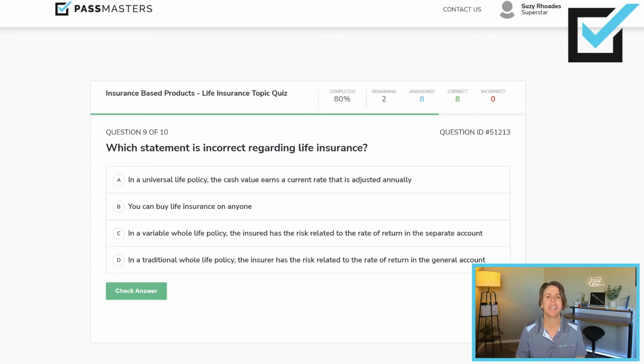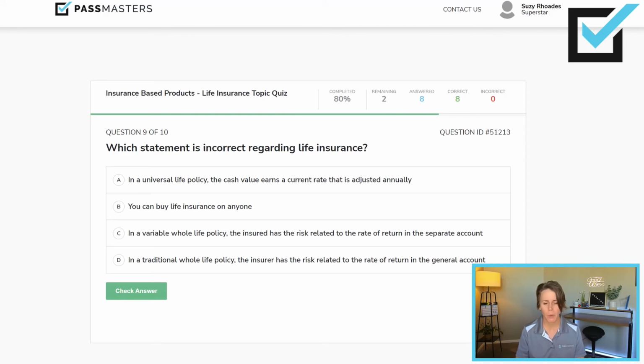No. If you could buy life insurance on anyone, you'd go follow the ambulance as it went down to the hospital. You can't buy life insurance on someone unless you have insurable interest in them. So I'm pretty sure that's going to be the answer that is correct because it's a false statement, but I'm going to double check to make sure that the other 2 statements are both true.